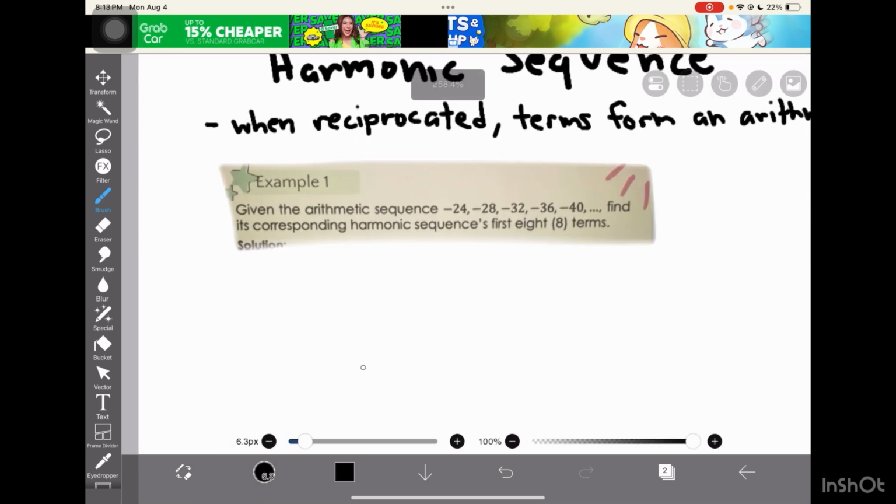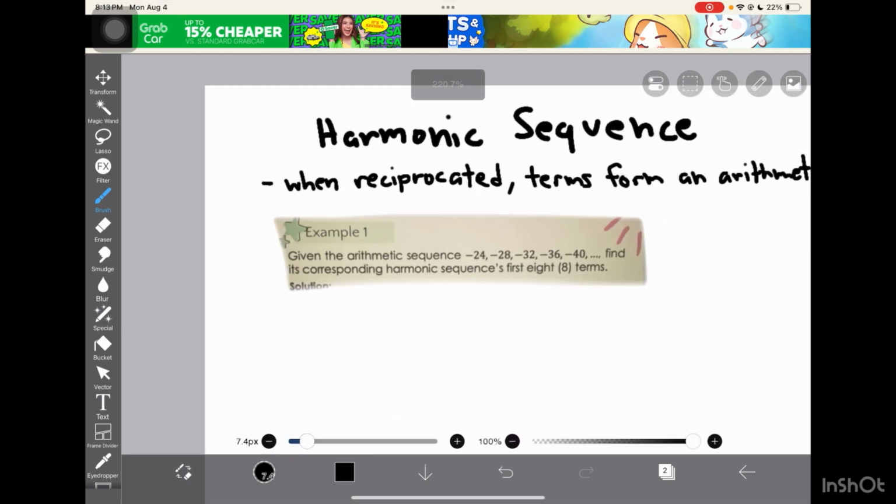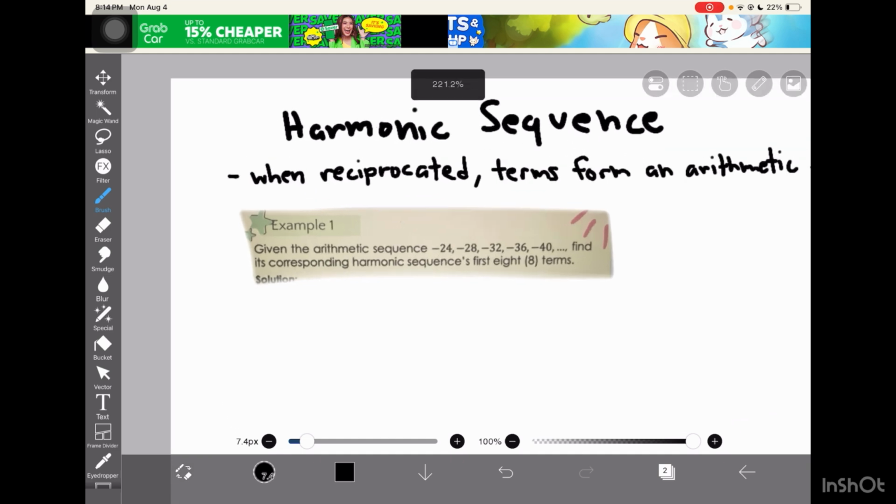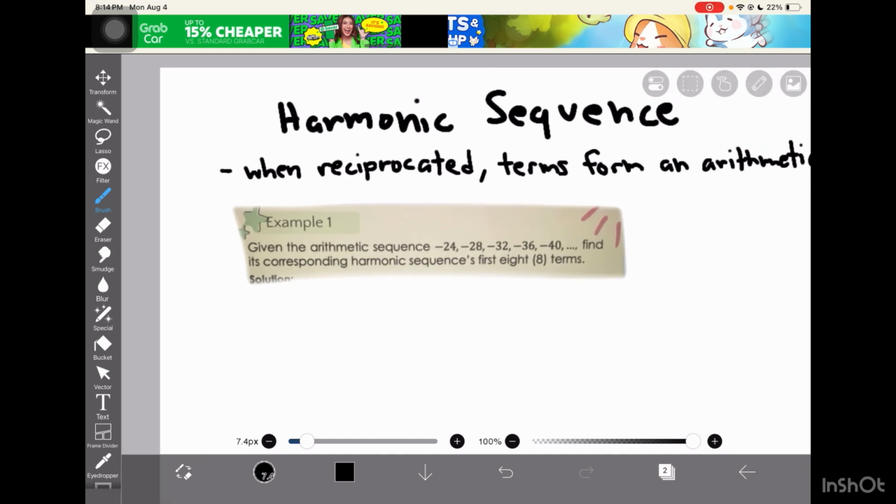Alright, so second to the last topic is the harmonic sequence. It's formed when the terms are reciprocated. They form an arithmetic sequence. So I'll show you what a harmonic sequence looks like. Let's consider this first example. Given the arithmetic sequence, negative 24, negative 28, negative 32, negative 36, negative 40, find its corresponding harmonic sequence of its first 8 terms. So to find the harmonic sequence, you have to be given an arithmetic first, usually.